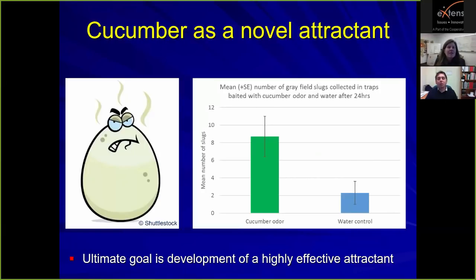Our ultimate goal with this research is to try and figure out specifically what chemicals in the odor are responsible for attracting the slugs. Because if we can identify those chemicals, then we can manipulate things like release rates and concentrations, and we might be able to make a super attractant for the grey field slug.